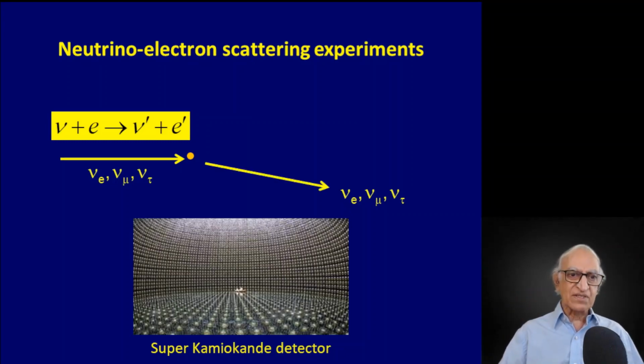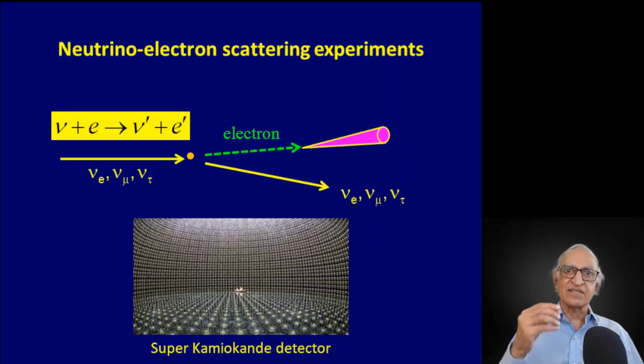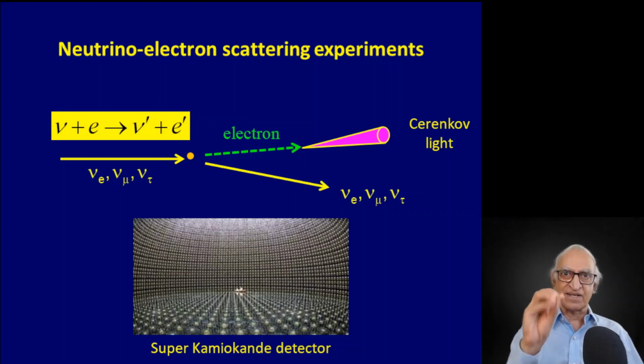And what happens is that the neutrino is now scattered more or less in the forward direction, and the electron gets a kick and it is set off in motion at relativistic speeds, again more or less in the forward direction, and the electron is now going at a speed which is greater than the phase velocity of light in water. Therefore, it emits a cone of Cherenkov radiation. This is the optical analog of a shock wave. So this is what we discussed before.